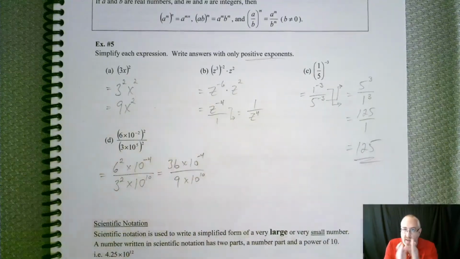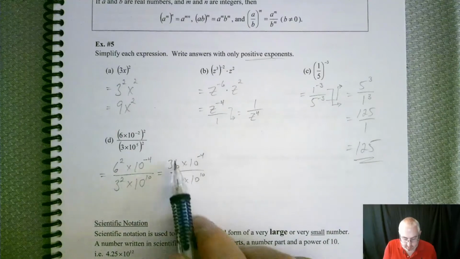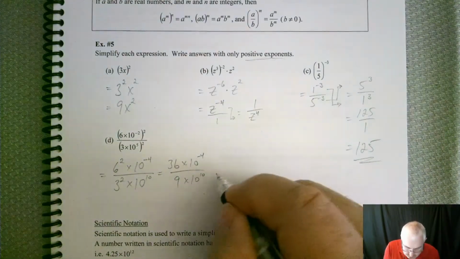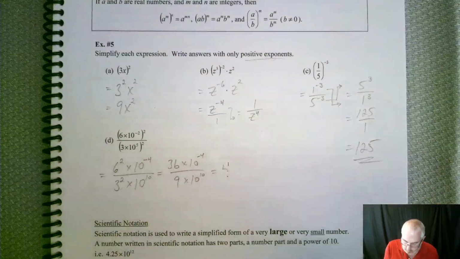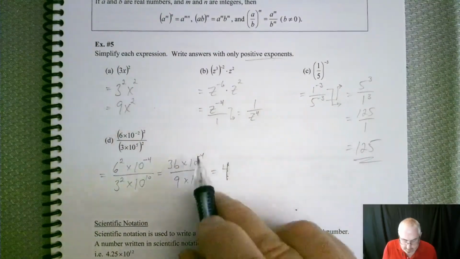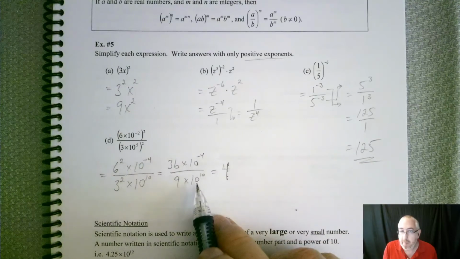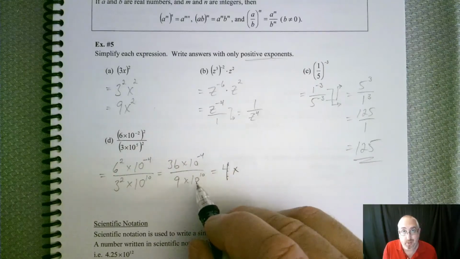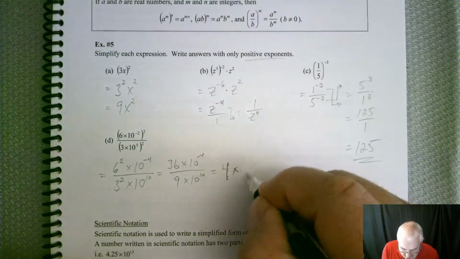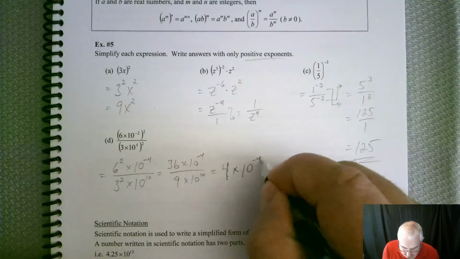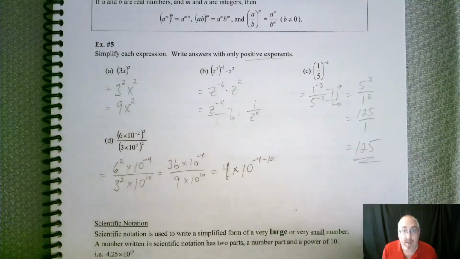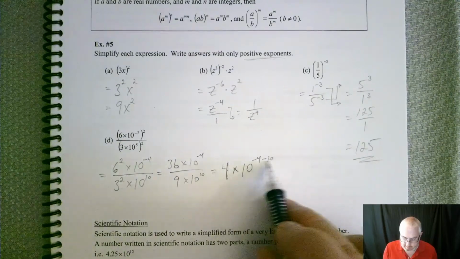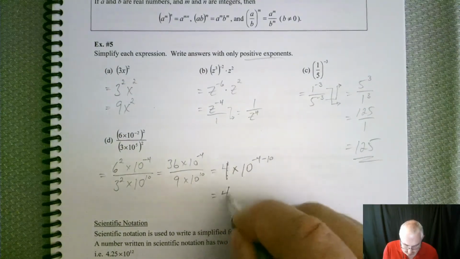And so now, how do we go from here? Well, you actually just have to kind of separate it out. So we got the 36 and the 9 go together. So we can divide those flat out, which gives you a positive 4. But now the powers of 10, how do we combine those? Because we're dividing, what do you do with the exponents? You got to subtract, right? So negative 4 minus 10. Okay. Now, we got to just combine those together.